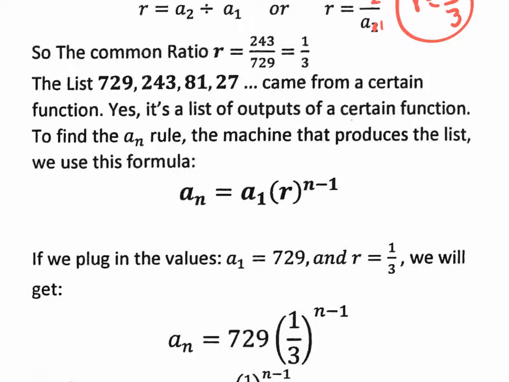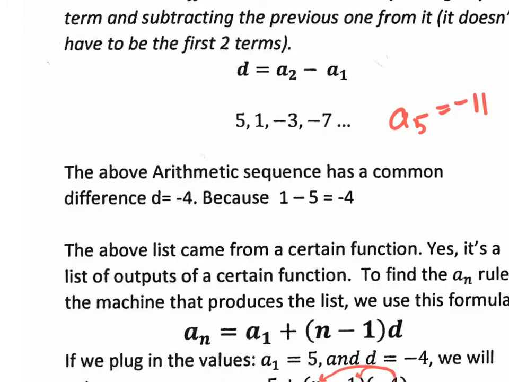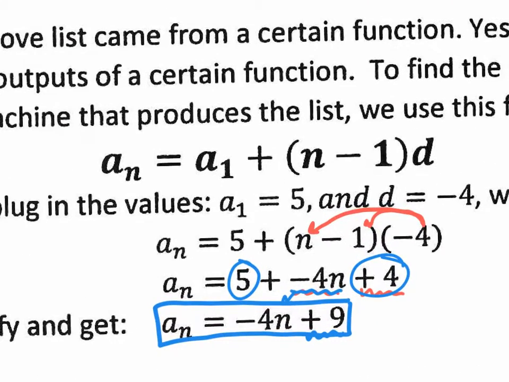Now, the question is, could I find the machine that produces this list? And the answer is yes. All I need to know is this new A sub nth rule. Okay, to find the machine that produces this list, we need to have this A sub nth rule memorized. Okay, so on arithmetic, we had this A sub nth rule right here. A sub n equals A sub 1 plus parentheses n minus 1 times the common difference d.